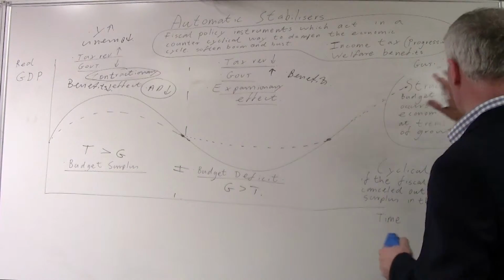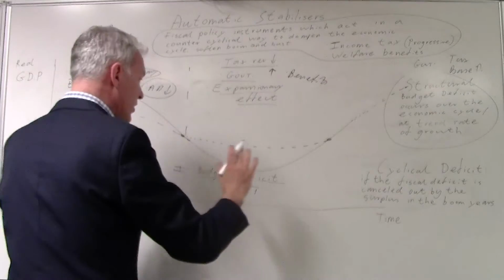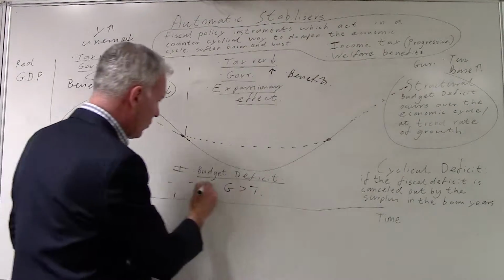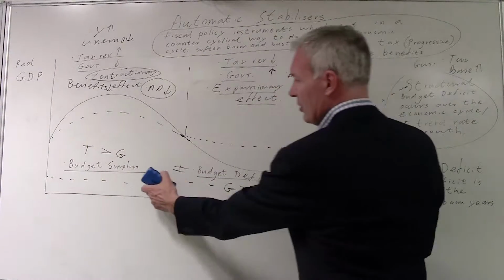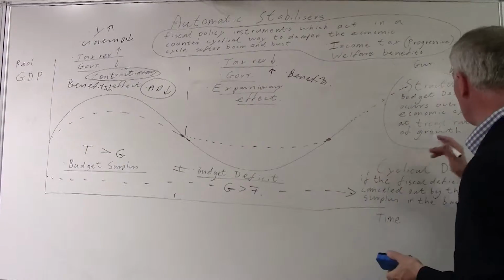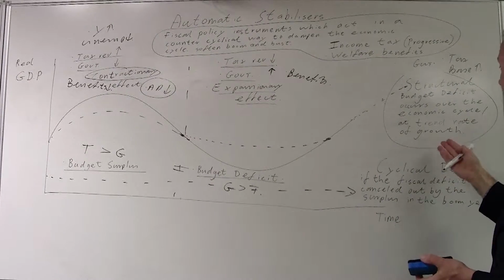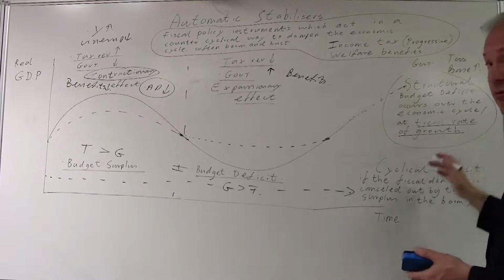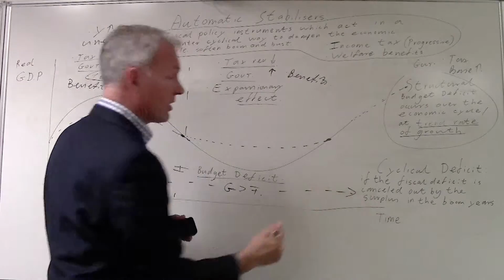However, if you have a structural deficit, and say not only in the recession but also in a boom, if we have a deficit all the way along here, then in the good years, in the boom years, we have a deficit, and this is called a structural deficit. And one way of measuring the structural deficit is the deficit when you're at the trend rate of growth. Another way of looking at it might be what is it over the economic cycle.